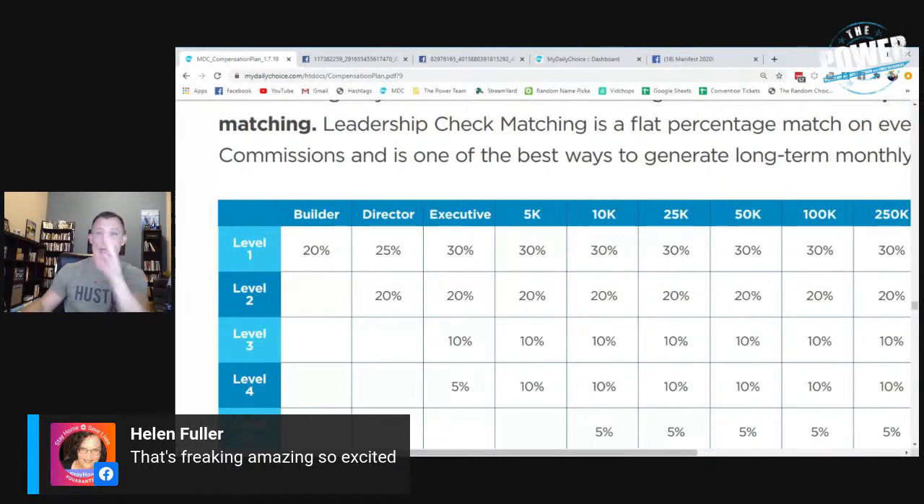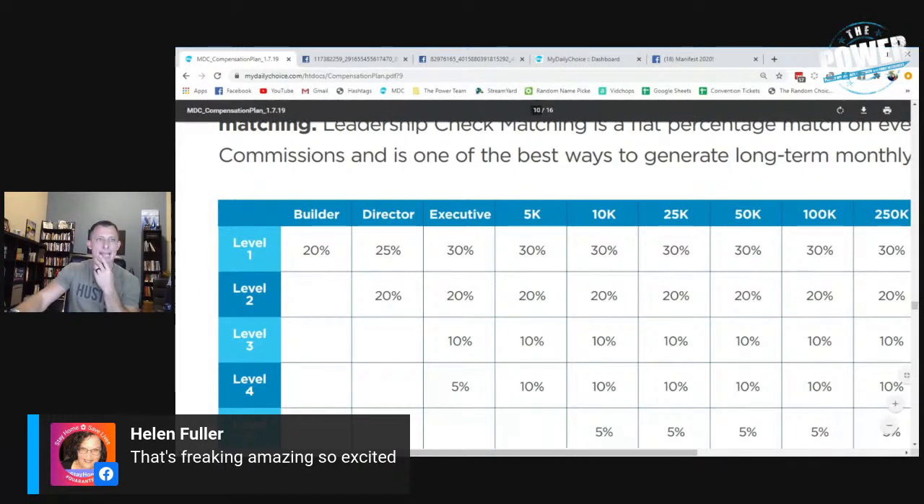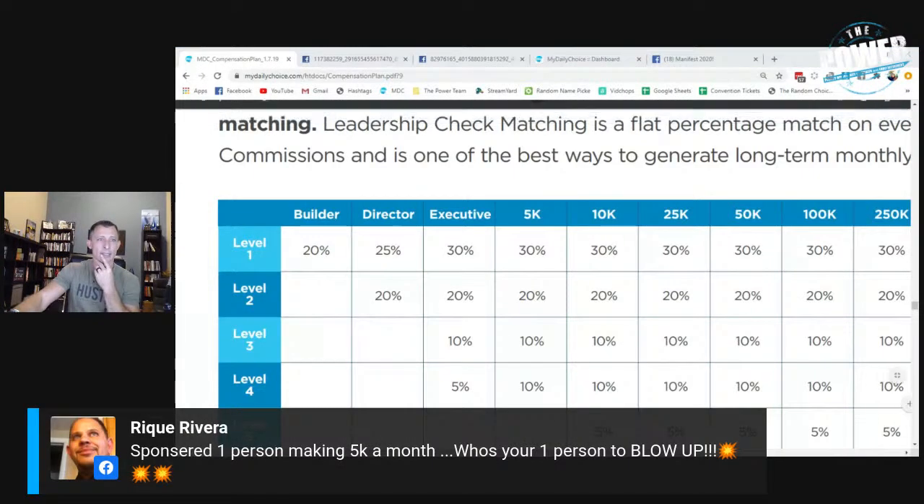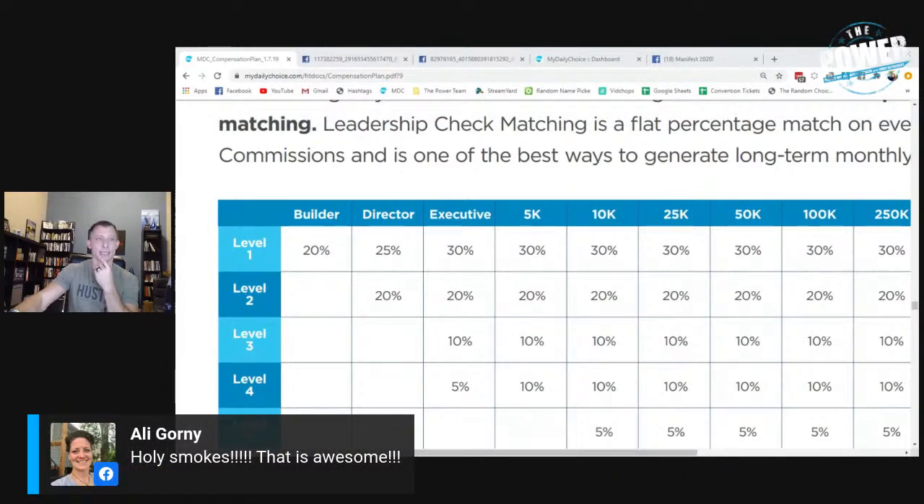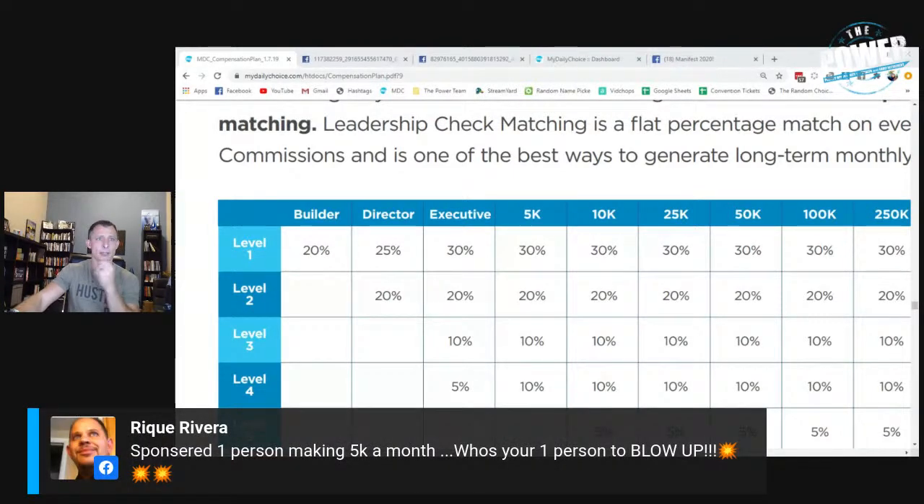It's exciting. But remember, executive, don't leave money on the table. If you're an affiliate, a builder, or a director, upgrade, get to executive, boom, you can see it here, unlock all of these commissions. All right, now, yes, holy smokes, this is amazing. It's crazy. Sponsored one person making $5,000 a month.